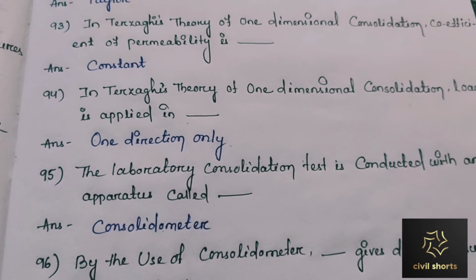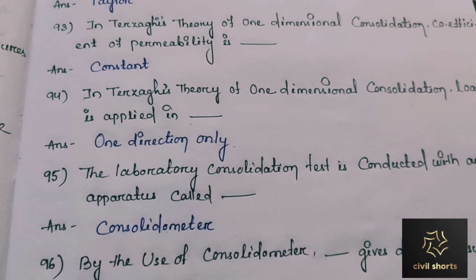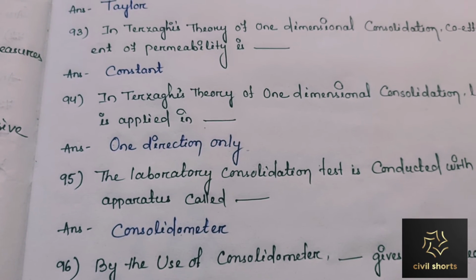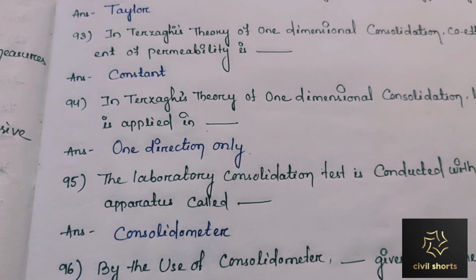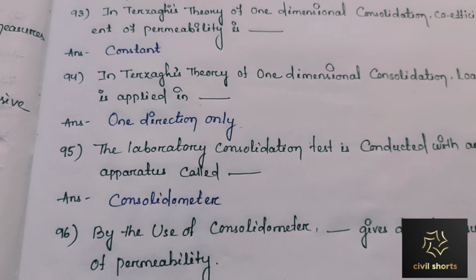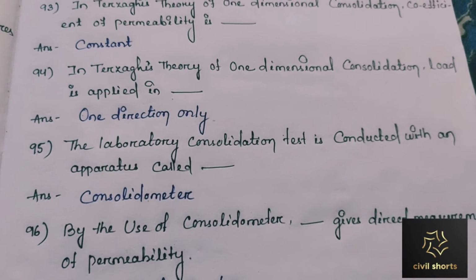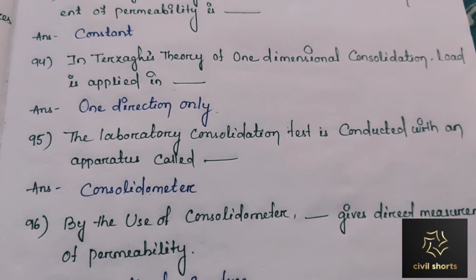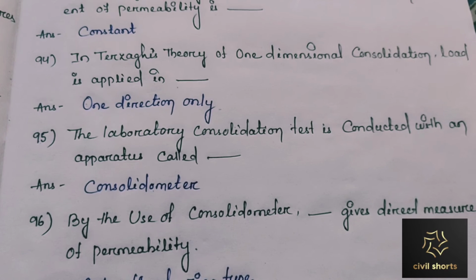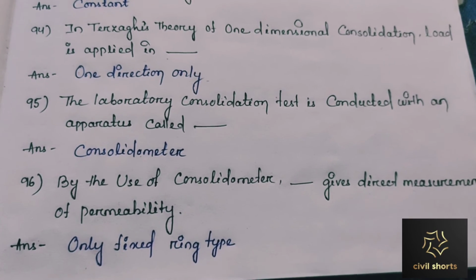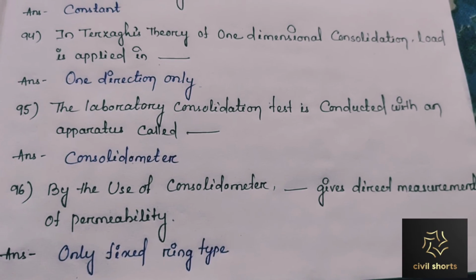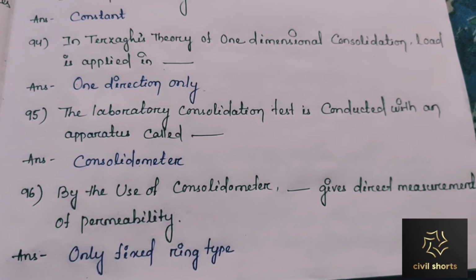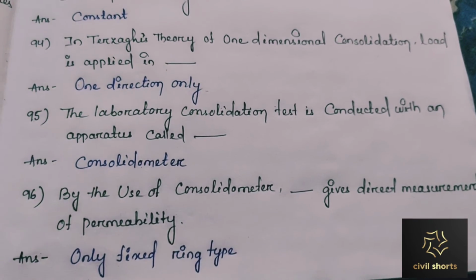And this direction is usually the vertical direction and load is applied from top of the sample, so that deformation also occurs in one dimension only. Then question number 95. The laboratory consolidation test is conducted with an apparatus called dash. The answer is consolidometer. Then question number 96. By the use of consolidometer, dash gives direct measurement of permeability. The answer is only fixed ring type.